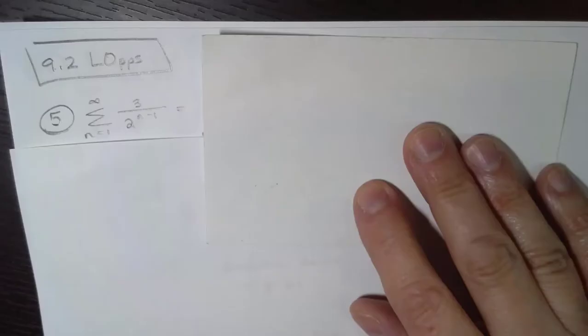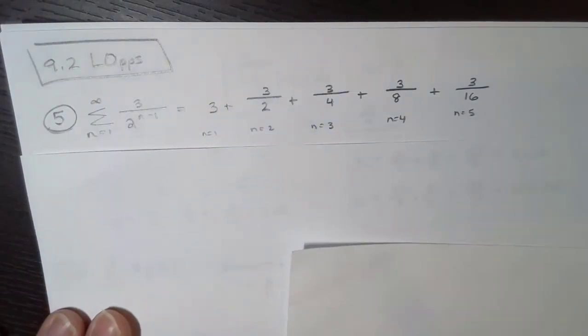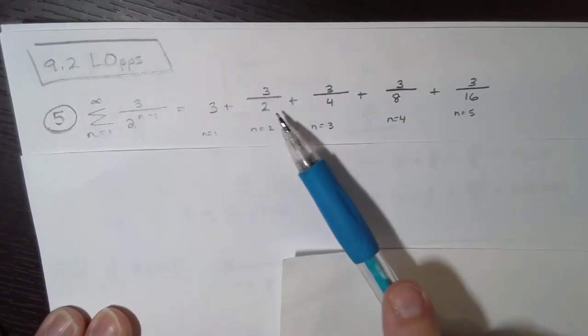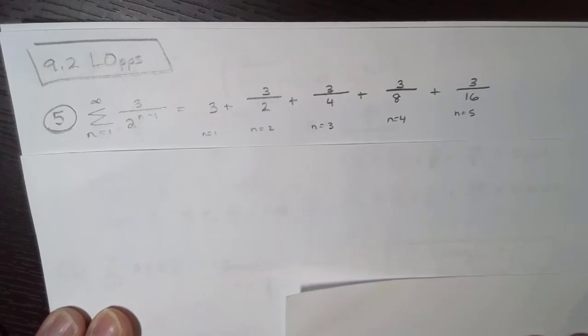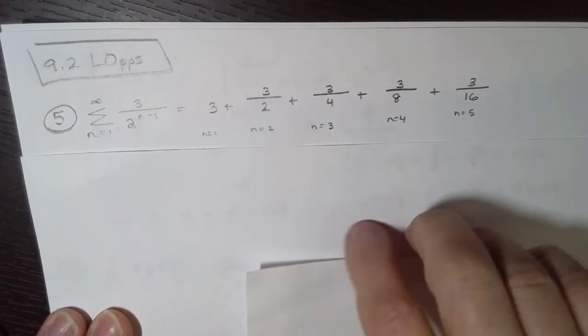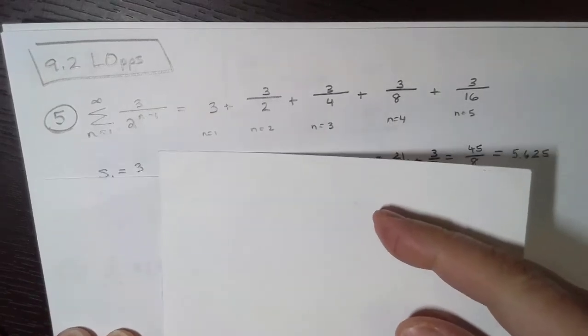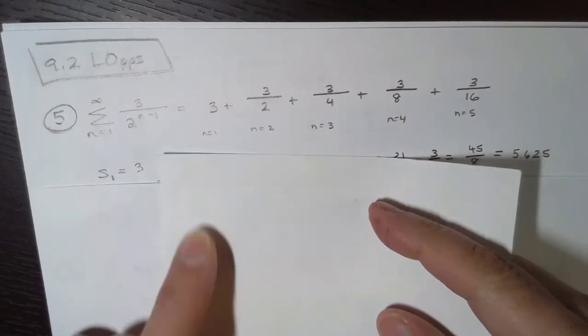Problem 5. You're supposed to find the sum of the first 5 terms. So if we just list them out, my first 5 terms are these, and we can add them together. Let's look at how to show the sum. The sum of my first term is just itself, 3.